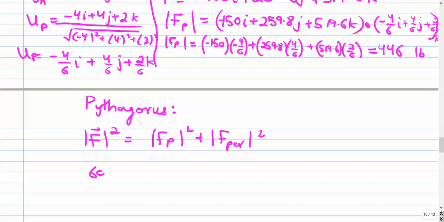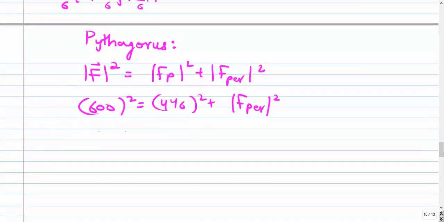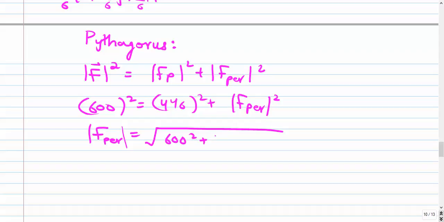Substituting in the values, and isolating F perpendicular, or the perpendicular component, we get the value 600 squared plus, oops, 446, actually, no. So we subtract 446 squared from both sides, and then take the square root, and we end up with the perpendicular component equal to 401 pounds.